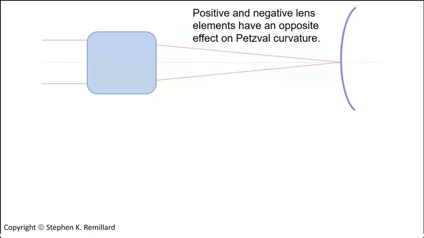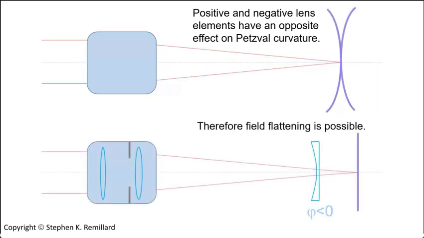The contribution of each lens element to Petzval curvature depends on whether that element is converging or diverging. A negative or diverging lens element produces a convex Petzval surface, but a positive or converging lens element produces a concave Petzval surface. So by combining positive and negative elements, it's possible to cancel the Petzval curvature and realize a flat image field. This usually requires a final negative element, since imaging lenses are net positive. They have to be, or they wouldn't put an image on a screen.